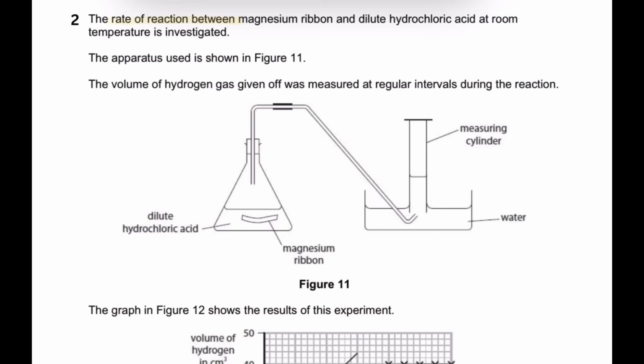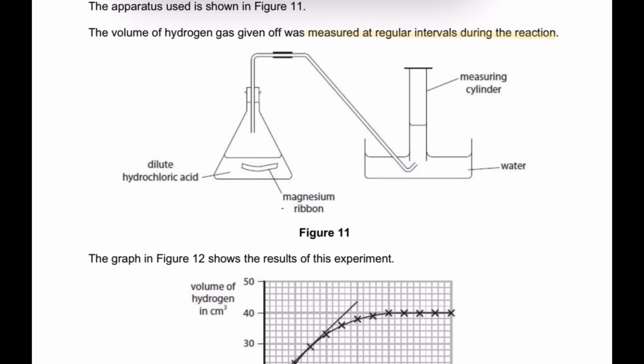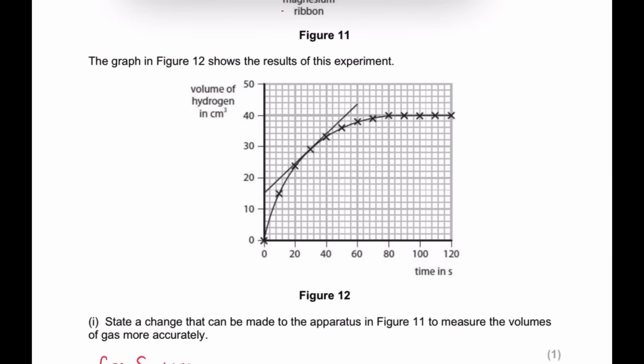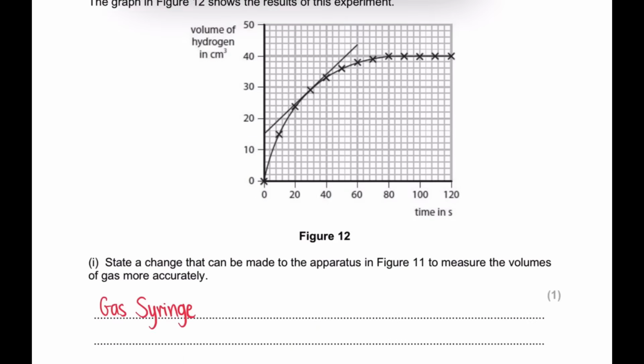2. The rate of reaction between a magnesium ribbon and a dilute hydrochloric acid at room temperature is investigated. The apparatus used is shown in Figure 11. The volume of hydrogen gas given off is measured at regular intervals during this reaction. We have magnesium ribbon over here, and this is in a conical flask. We have this over here that goes into an upside down measuring cylinder, and this is so that we can measure the gas that is producing over here. The graph in figure 12 shows the results of this experiment.